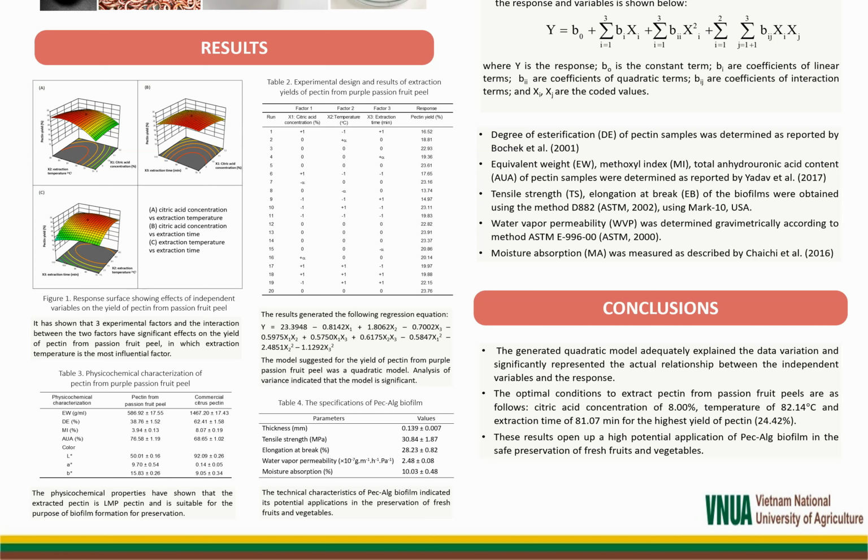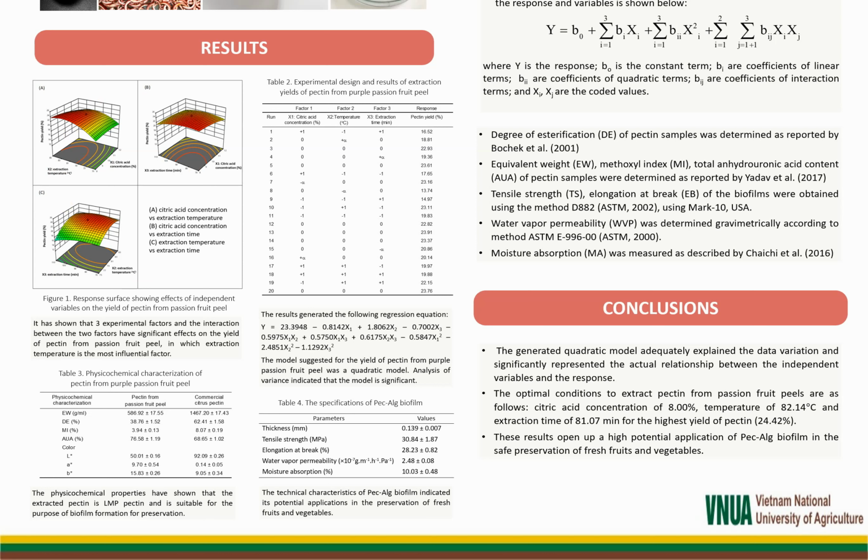To optimize, it's necessary to first consider the interaction between each pair of factors on pectin yield. Response surface from figure 1 shows the effects of independent variables on the pectin yield from passion fruit peel. Figure 1 here.